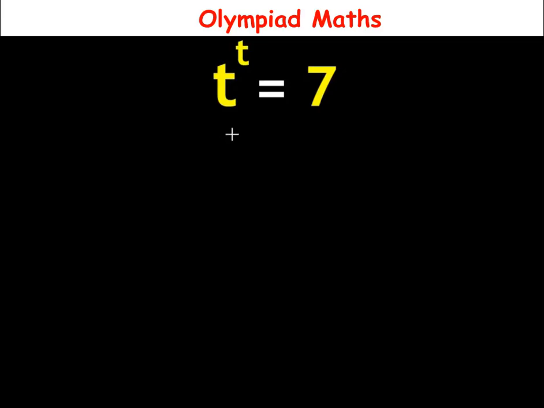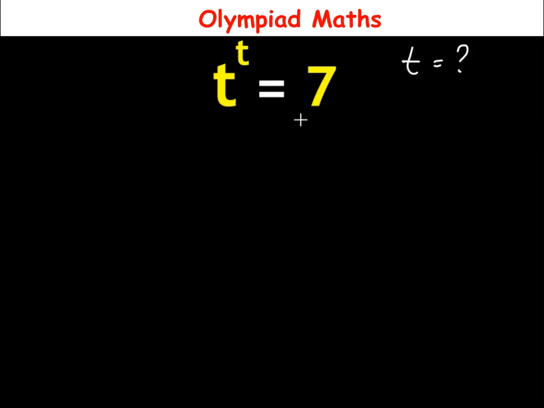Hello, in this video let us solve this equation. We have t raised to power t is equal to 7, and we have to solve for the value of t that will give us 7. So t is the unknown value right here. Now this equation is in the form of you pick a number, and that number, once you raise it to that same number, the answer that you must get must be equal to 7.